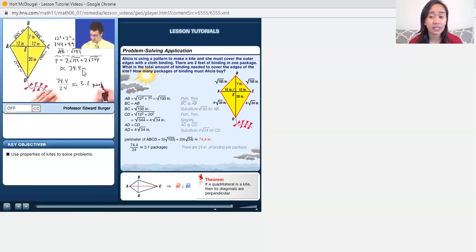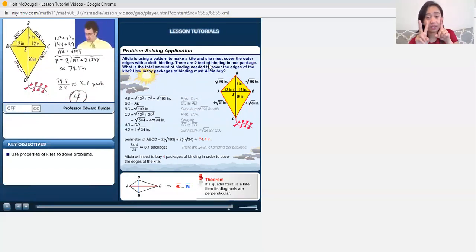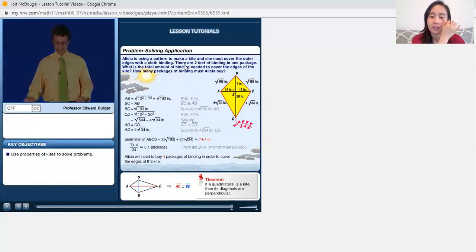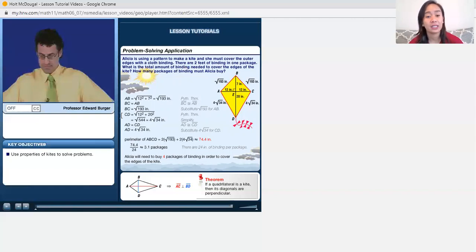So that's inches. And take note, the given binding in one package is in feet. That's why we divide this one by 24. That's 3.1 packages. Why is it 24? In 1 foot, there are 12 inches. 12 inches, and that's 2 feet. So that's why it's 24. So that's just 1 package.